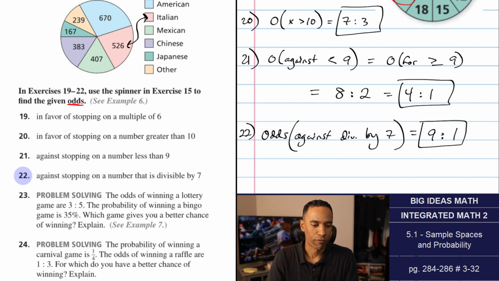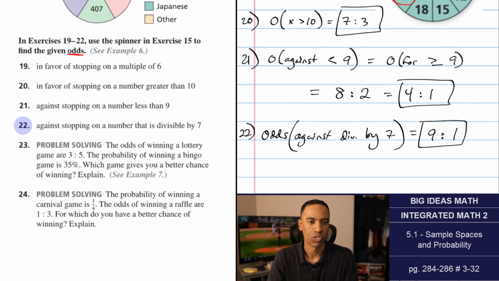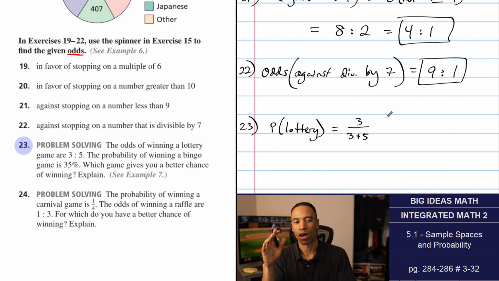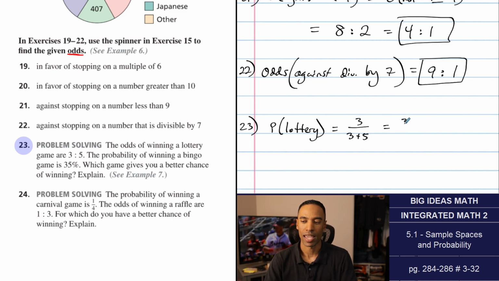Okay, let's keep moving forward. Let's look at number 23 and 24 on problem solving. Number 23, the odds of winning a lottery game are 3 to 5. The probability of winning a bingo game is 35%. Which game gives you a better chance of winning? Explain. So the probability of the lottery game is not 3 over 5. It's 3 over 3 plus 5, because the 3 to 5 odds means 3 for and 5 against. That's 8 total. So 3 out of 8, and we already saw this number.